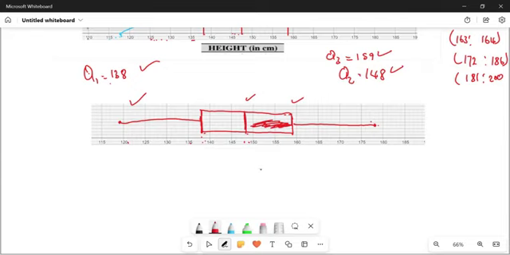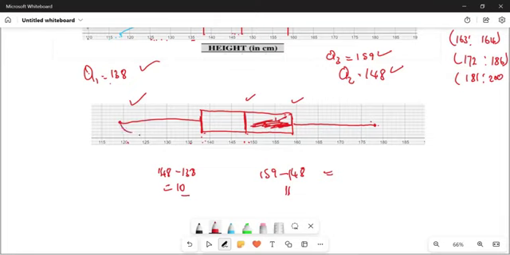Okay, let's check it. Again, we know what the Q1 and the Q2 are. So if you say 159 minus 148, you get an answer. And then you say 148 minus 138. Let's check the answer that we get here and check which one is bigger. This one we get 10. And then this one we get 11. So it means this one won, because this one is 11.